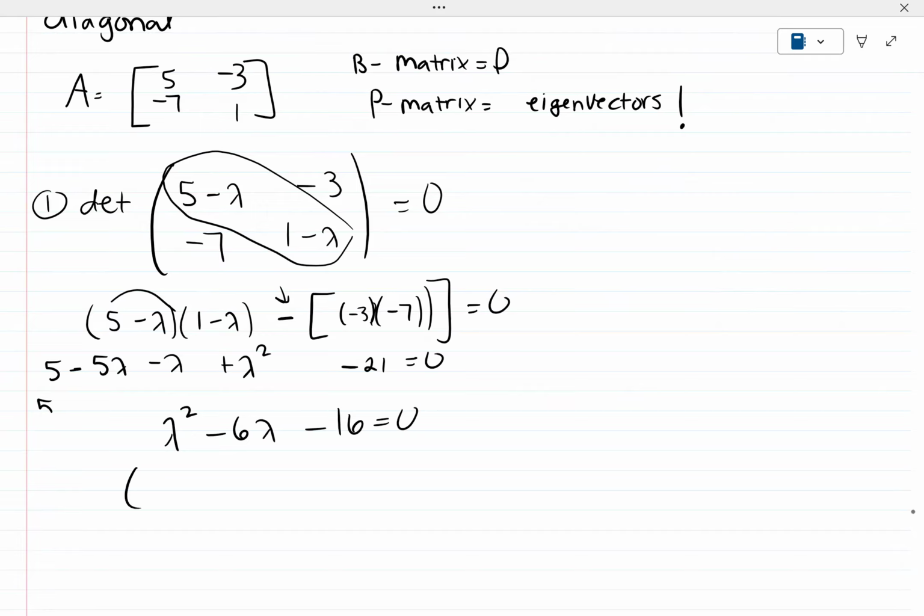And then what we could do next is factor this out. So this is going to be lambda minus 8 times lambda plus 2 equals 0. So our two lambdas are positive 8 and lambda equals -2, right? Okay. Then what we've got to do is find our D.